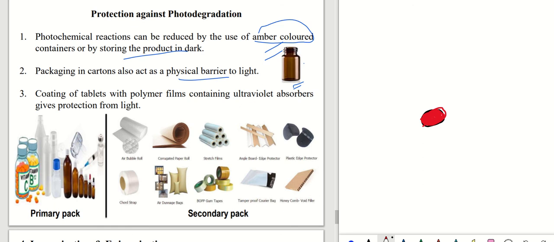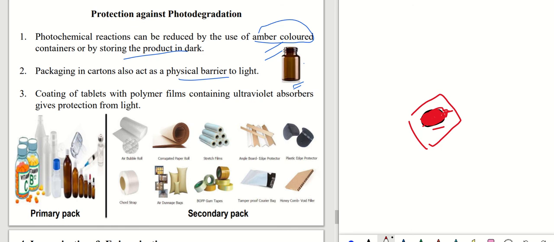And at the same time, if we include UV absorbers in this film, when this tablet is exposed to light, these UV absorbers act as a filter, and thus protect the drug from being exposed to the light. So we pharmacists, as formulation scientists, need to know how to formulate and how to regulate the stability.